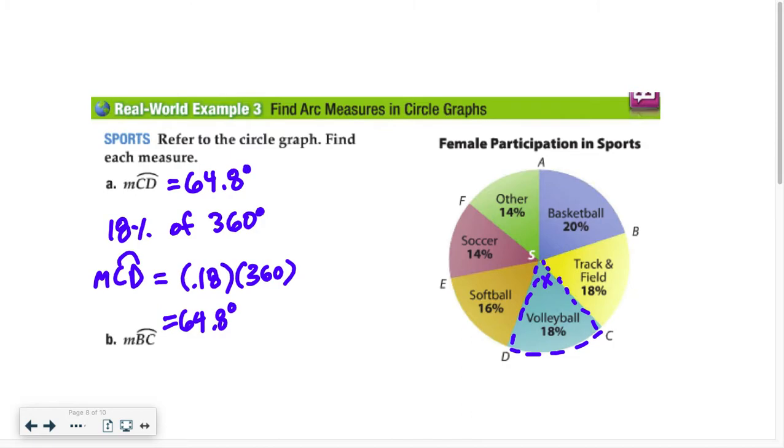Okay. Measure of arc BC. If we look at BC, BC is talking about track and field here. It's that piece of this pie, which is also 18%. So those arcs are congruent. So BC must be 64.8 degrees as well. Okay.